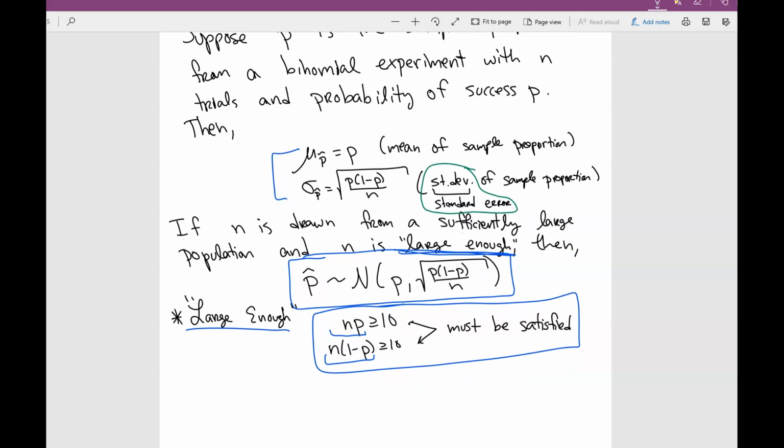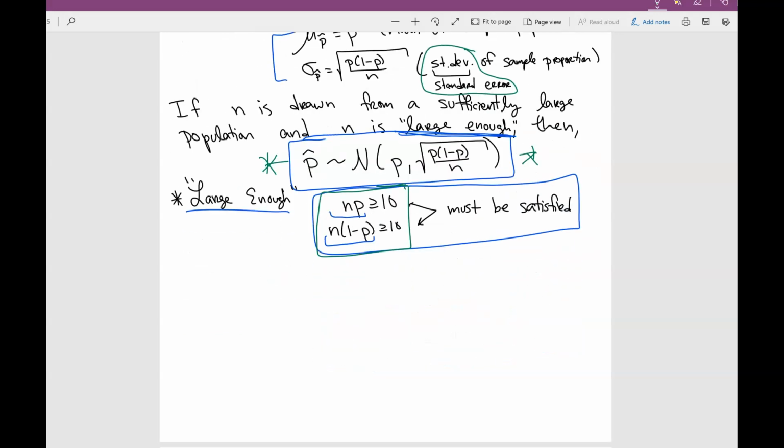And also, in order for it to be normal, it has to be large enough. And what does it mean to be large enough? We need to check these conditions. There are other conditions as well. It has to be a simple random sample as well. But we're going to assume that all of those sampling methods have already been tested and they're all going to be the same. Otherwise, you can't do the problem.